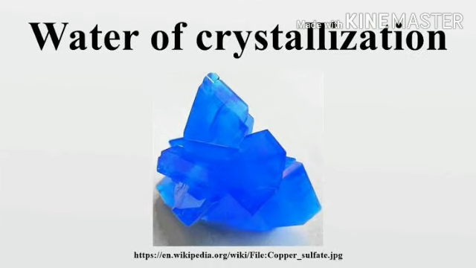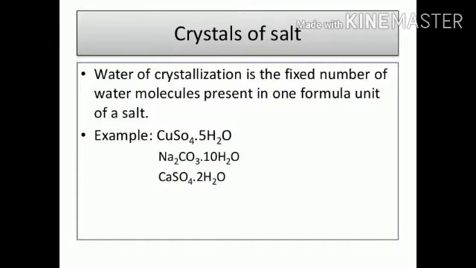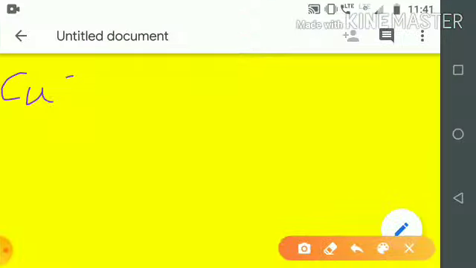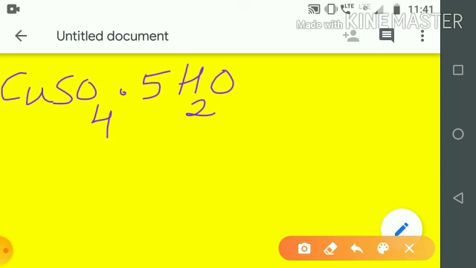So, the definition of water of crystallization is the fixed number or the fixed amount of water molecules present in one formula unit of a salt. One formula unit means a single molecule of copper sulfate. So if you write down, a single molecule of copper sulfate has 5 molecules of water. That is 5 molecules of water of crystallization, which gives copper sulfate a blue color.